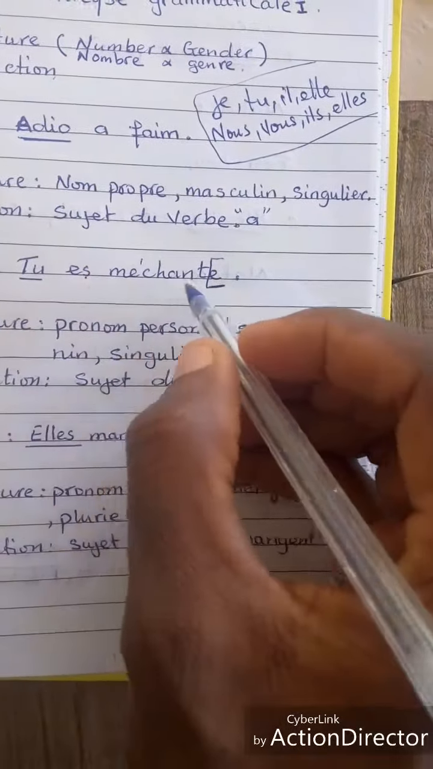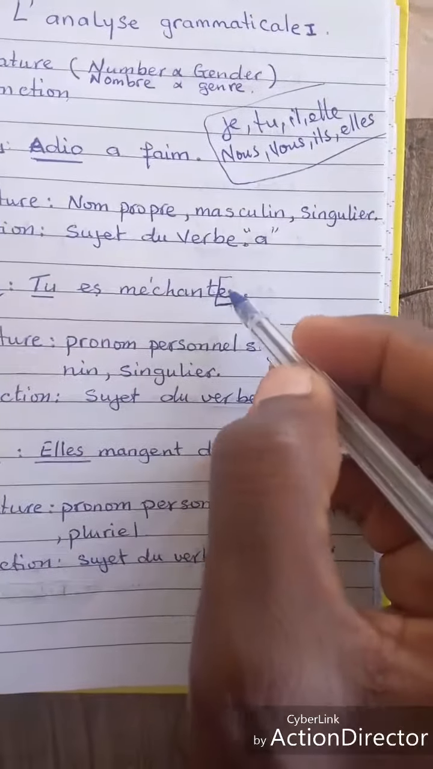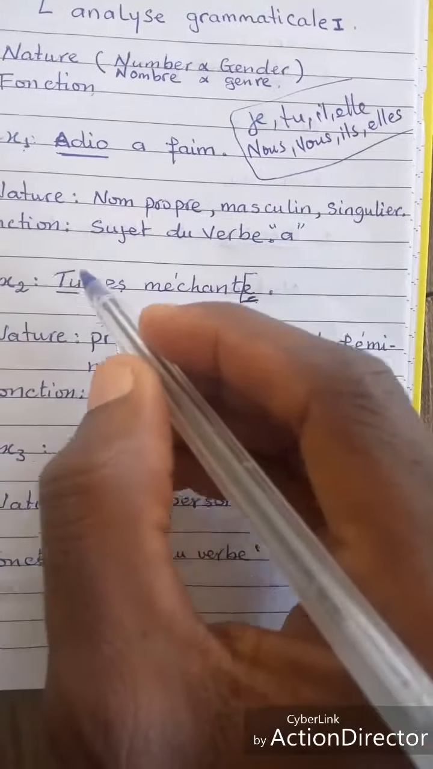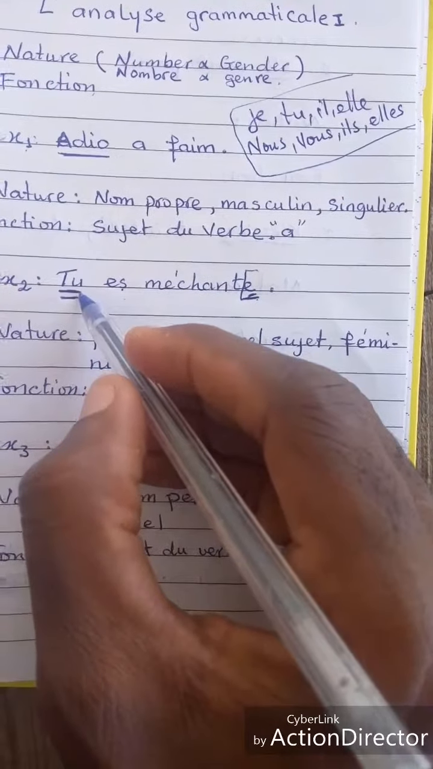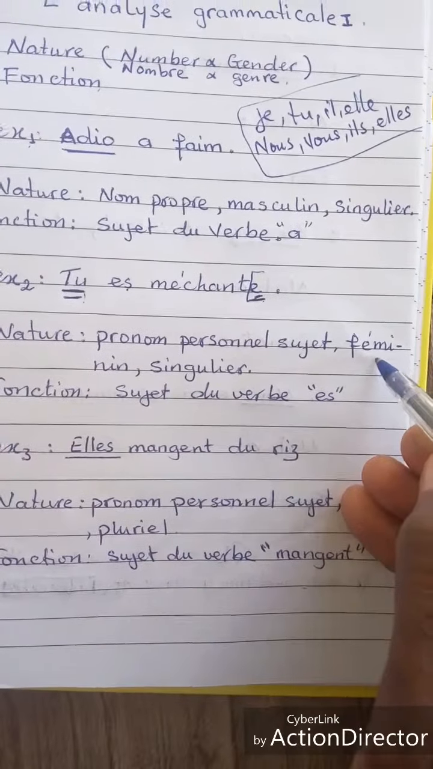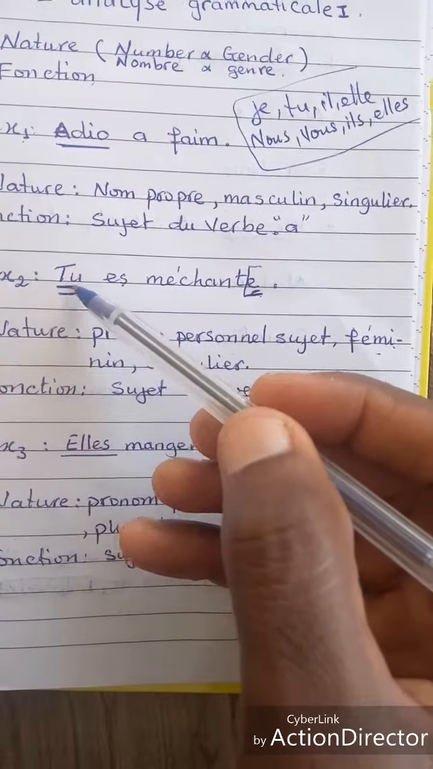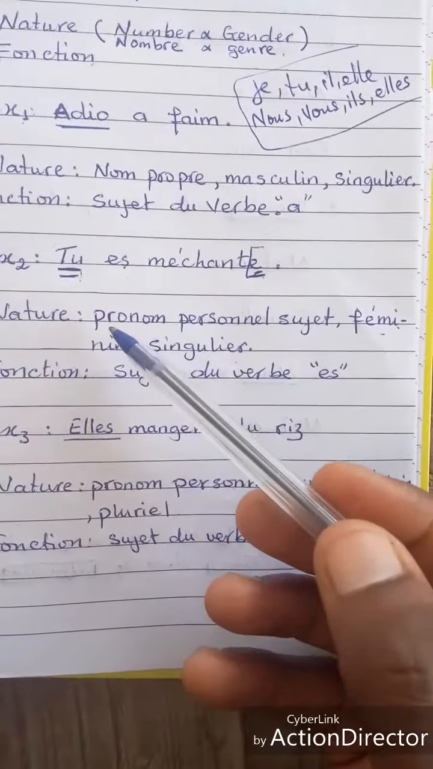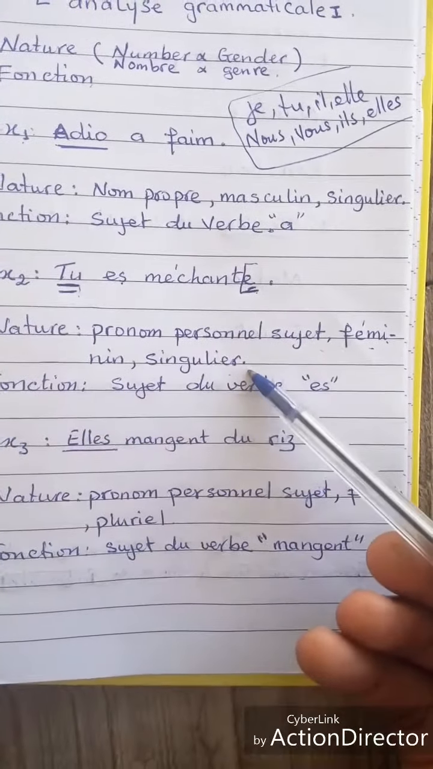They say "tu es méchante", which means that they are talking to a lady. That's why they put this e here. So this now is telling us that the tu is what? Feminine, not masculine. So that's why we wrote féminin here, and it is singular, so we wrote singulier. I will read it again: pronom personnel sujet, féminin singulier.